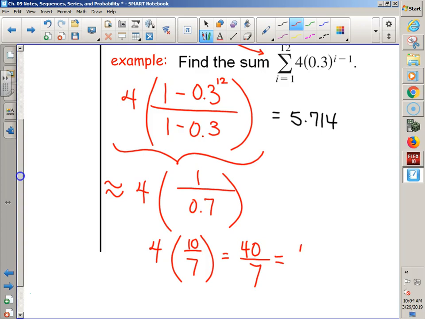7 goes into 40 5 times, right? Subtract 35. 40 minus 35 is 5. 7 goes into 5 how many times? Or sorry, 50 how many times? 7. 50 minus 49 is 1. 7 goes into 10 how many times? 1. 10 minus 7 is 3. 7 goes into 30 how many times? 4, that's 28. And then 30 minus 28 is 2. 7 goes into 20 2 times.